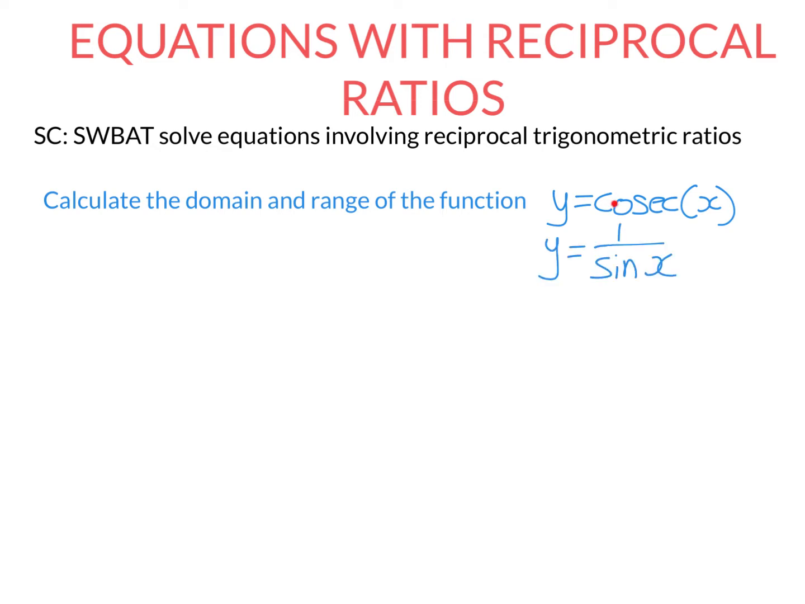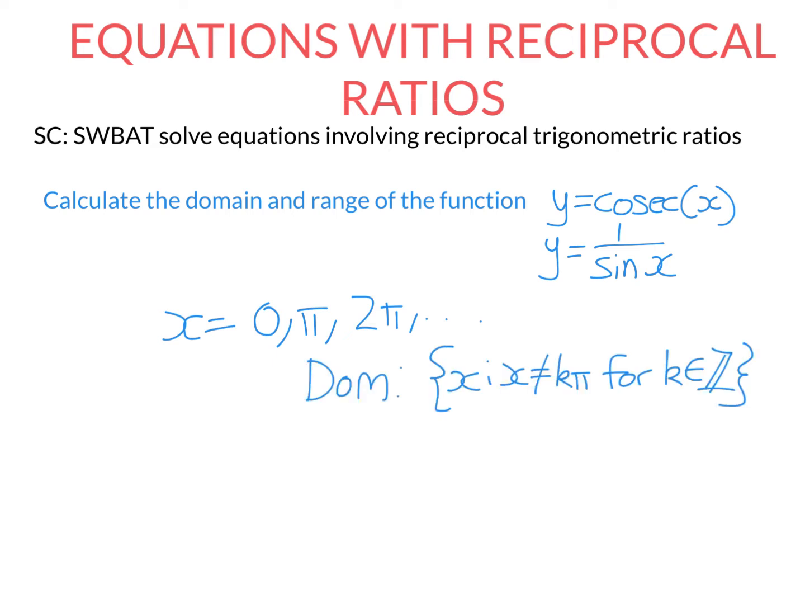So remember that even though cosec looks more like cosine, cosec x is actually 1 on sine x. So let's look at values that x can't take. Well, we would have a problem if the denominator was 0 because you can't divide by 0. So when is sine x 0? Well, that occurs when x is equal to 0 or pi or 2 pi, 3 pi, and so on. So we can't have x being any integer multiple of pi.